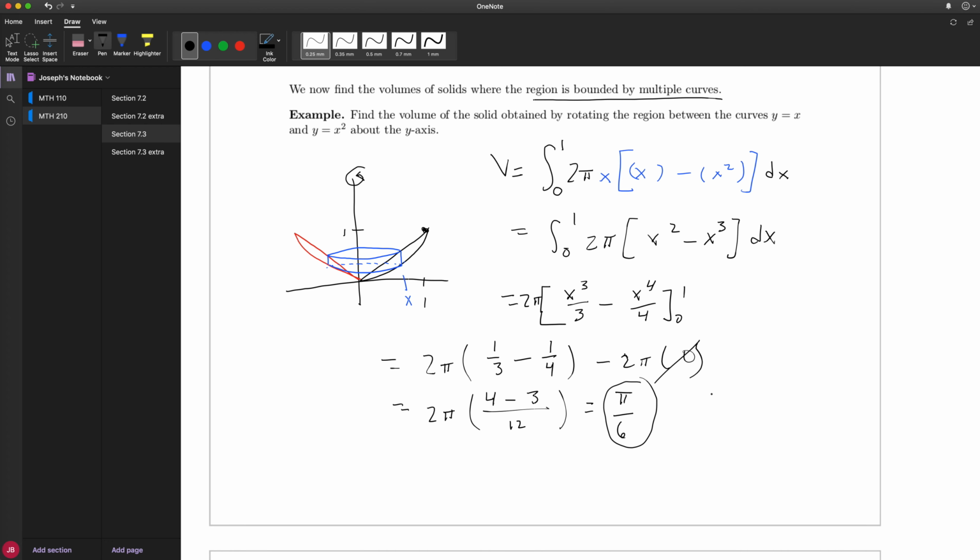Okay, so that's it for this page. In the next video, we'll do a little bit more rotating about a vertical axis that is not the y-axis. So we're going to move the vertical axis around.